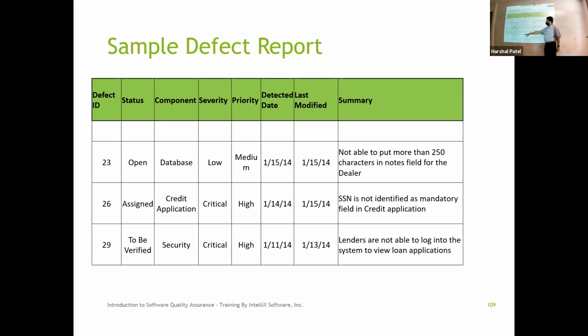Then it talks about what is the impact level of that defect and what is the priority, which one needs to be fixed first versus which one can wait. So if you look at it, right, security is always going to be critical and most likely high because that exposes you the most. Then when it was originally created versus when it was last changed, and a little bit of a high-level summary of what it talks about.